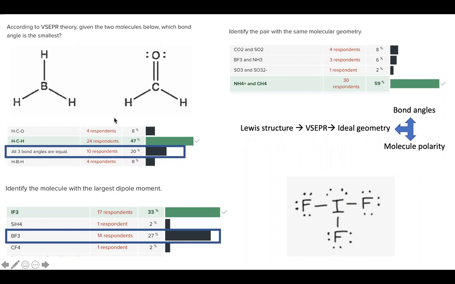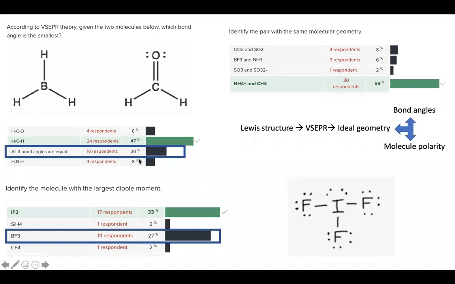Notice within the setup on the format, it doesn't say, tell me precisely what that angle is. I think that this was well written where it's asking you to do a comparison, but you don't have to say precisely what that particular angle value is. If I look within the second one here at the bottom, identify the molecule with the largest dipole moment.